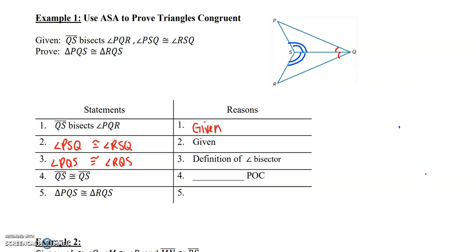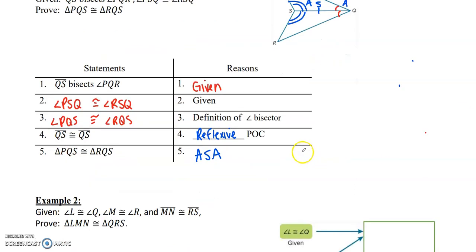And then lastly, what proves that this segment in the middle here is congruent to itself? The reflexive property of congruence. And so now we have an angle, a side, and an angle. So angle, side, angle is our reasoning for those triangles to be congruent.